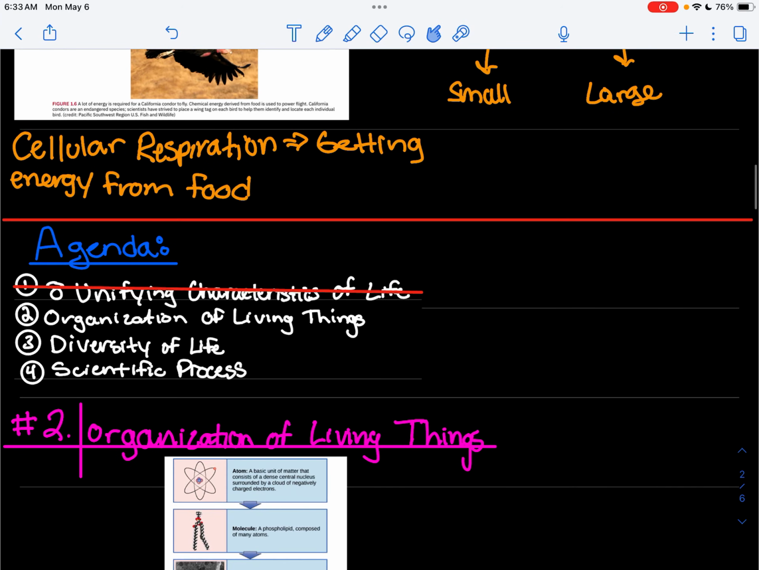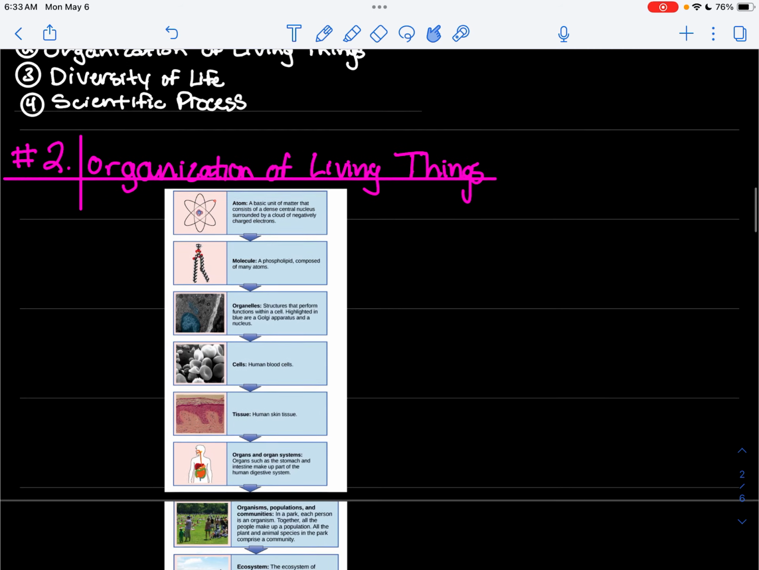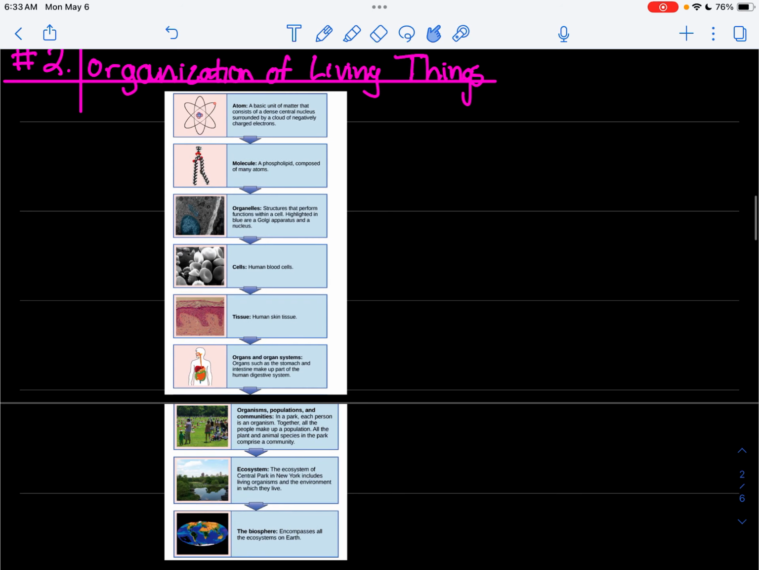So here's our agenda. We just finished the 8 unifying characteristics of life. So now let's go into the organization of living things. As you can see here, I have another diagram. This diagram goes from really, really small to really, really big in the organization of living things.